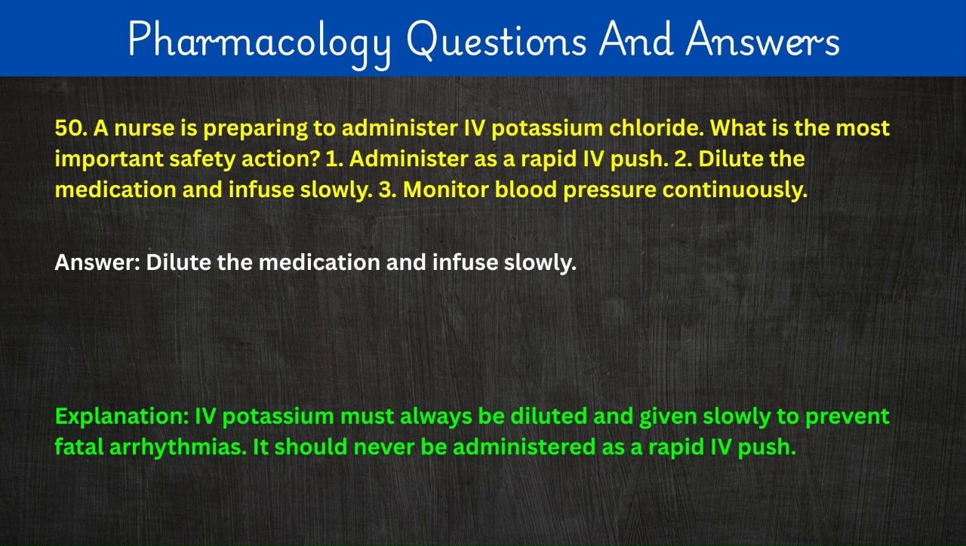50. A nurse is preparing to administer potassium chloride. What is the most important safety action? 1. Administer as a rapid IV push. 2. Dilute the medication and infuse slowly. 3. Monitor blood pressure continuously. Answer: dilute the medication and infuse slowly. Explanation: potassium must always be diluted and given slowly to prevent fatal arrhythmias. It should never be administered as a rapid IV push.